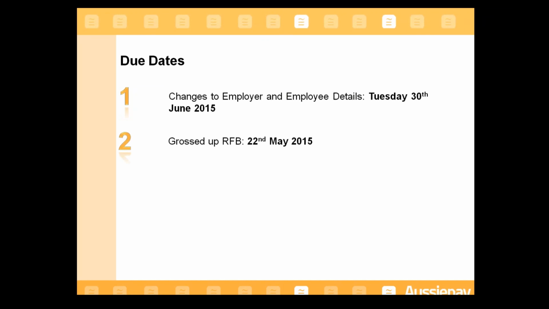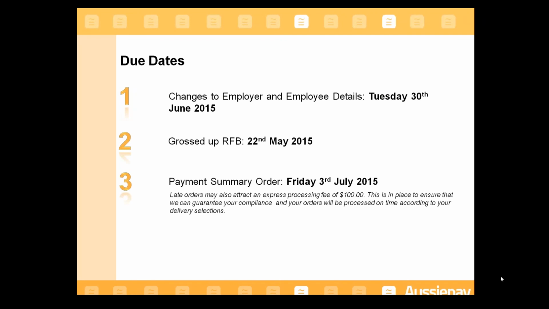We've got a summary here of due dates. The first one is changes to employer and employee details. They're due by the 30th of June. Grossed up RFB, while still important, not as important as the employee details, was due on the 22nd of May. The payment summary order forms are due by 3rd of July. And late orders might also attract an express processing fee of $100. So we put this fee in place to ensure that we can guarantee your compliance and that your orders will be processed on time according to your delivery selections.